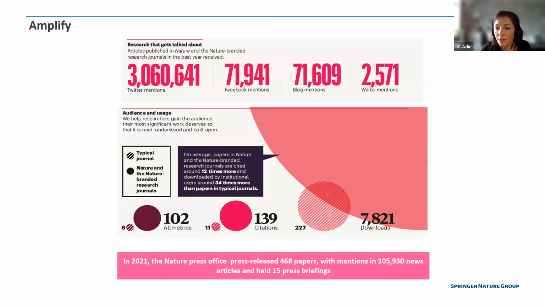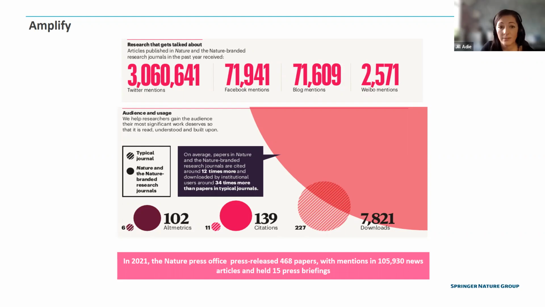So the third part is amplify. This slide looks at how publications in the Nature Journal are amplified. That means how they reach a wider audience than they might otherwise. So we've got a dedicated press team. We saw that on the previous slide as well, but I didn't pull it out. Their job is to press release important articles to the media. And in 2021, they press released 468 articles, which is pretty impressive.